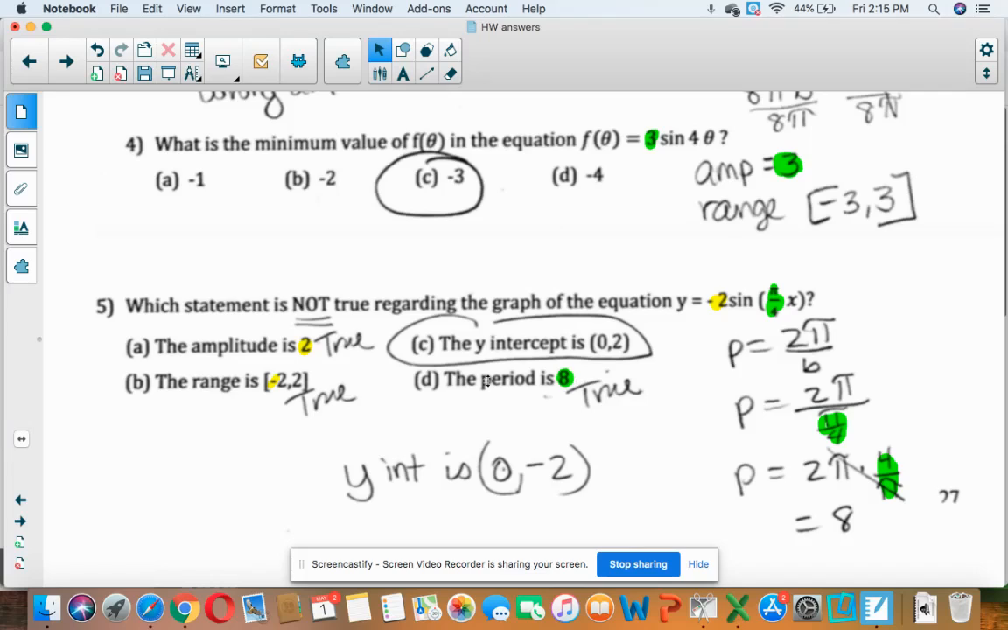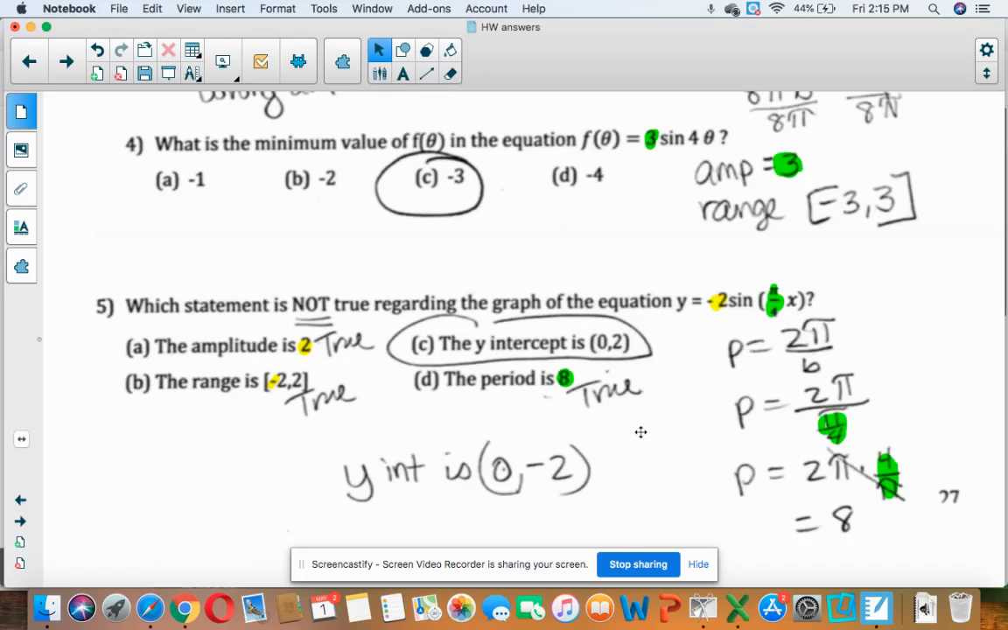So I figured out what the period was. My period is 2 pi over b. b happens to be pi over 4. Remember, when I am dividing by a fraction, I change to multiplication. Look how I changed this to multiplication, and I flip this second fraction. So it becomes 4 over pi. The pi's cancel, and 2 times 4 is 8, so it does have a period of 8.